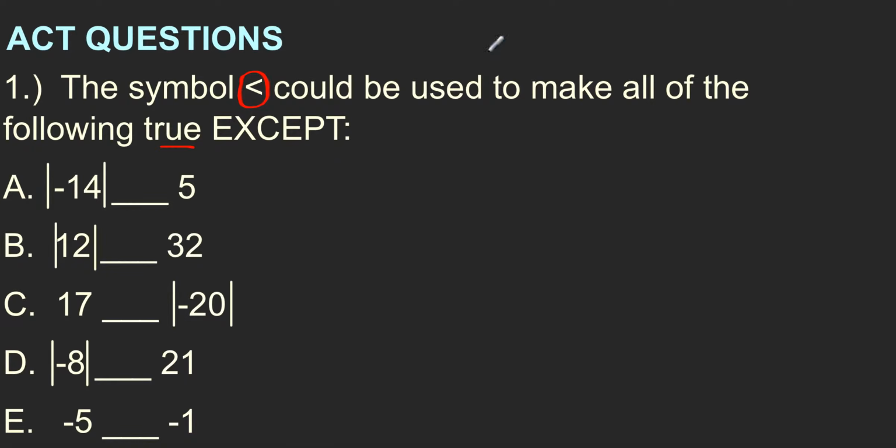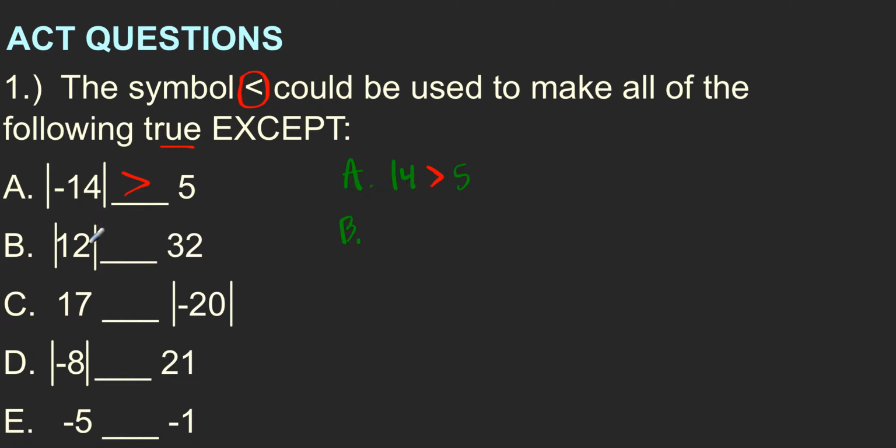Let's look at answer choice A. We've got the absolute value of negative 14 compared to 5. The absolute value of negative 14 is positive 14, so we're really comparing 14 to 5. And 14 is definitely bigger than 5, so the less than does not hold true. But let's check the others just to make sure we didn't make a mistake.